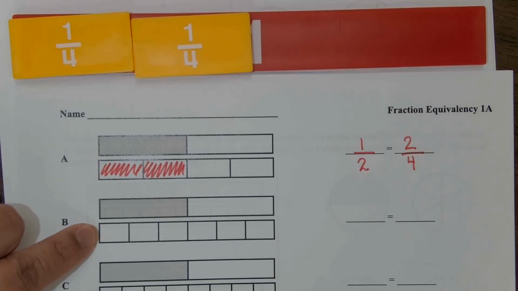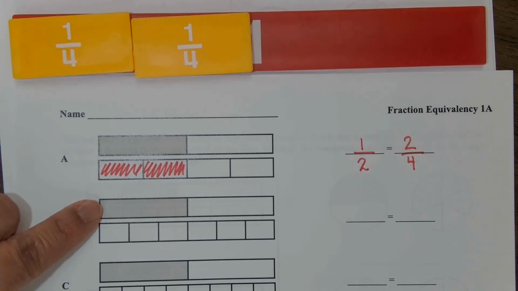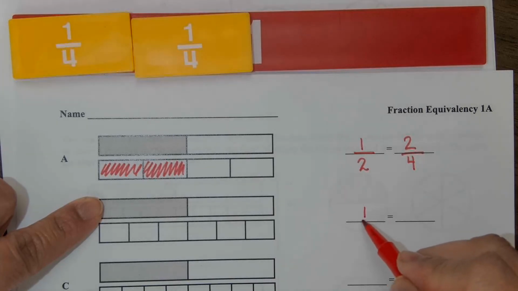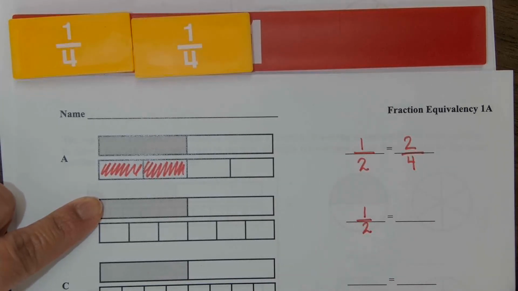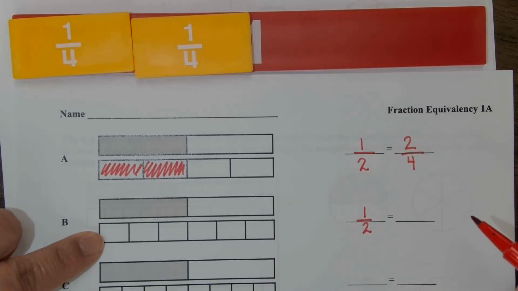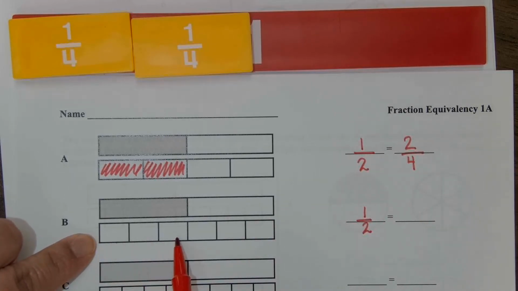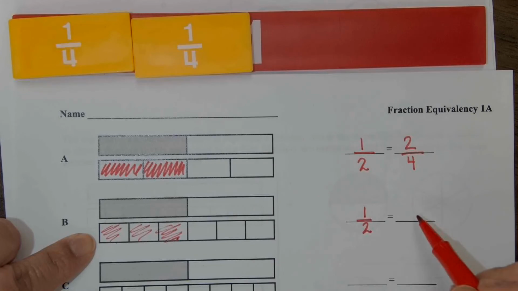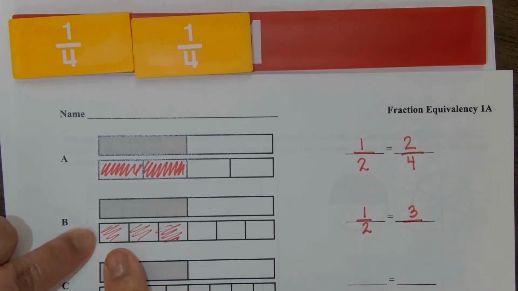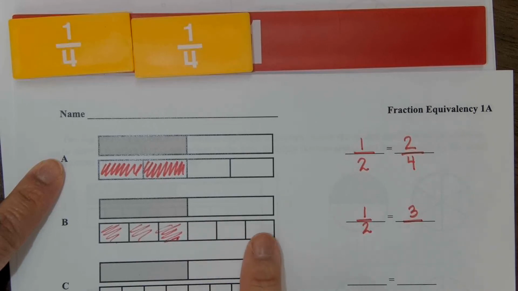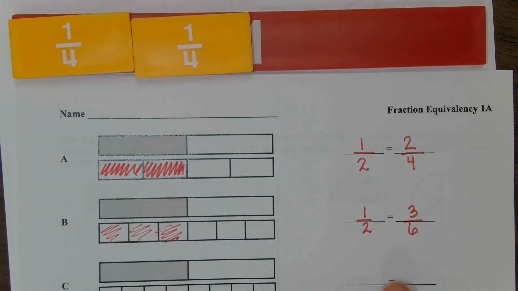So let's continue with the second one. What fraction is shaded on the top rectangle? 1 out of 2. So how many parts have to be shaded to be equal to 1 over 2, or half? 1, 2, 3. So we're going to shade 3 parts out of how many equal parts? 1, 2, 3, 4, 5, 6. 3 over 6. So half is equal to 3 out of 6.